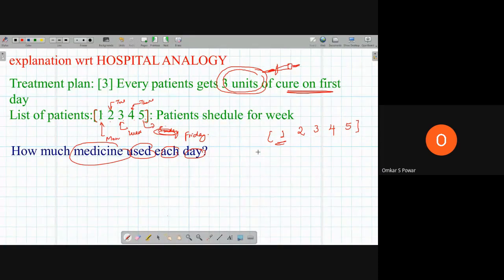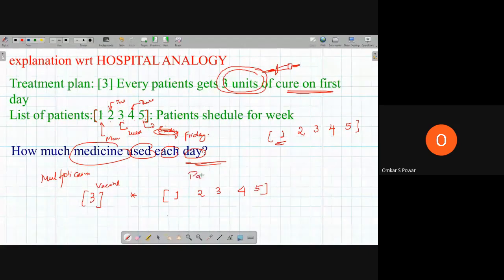So to understand or solve this, what is the basic application? If you give this problem to a small kid, what will he do? Simple, it's just a multiplication. Each patient will get 3 units, so 3 units is this vaccine. And how many patients are scheduled? 1, 2, 3, 4, and 5. So these are your patients.